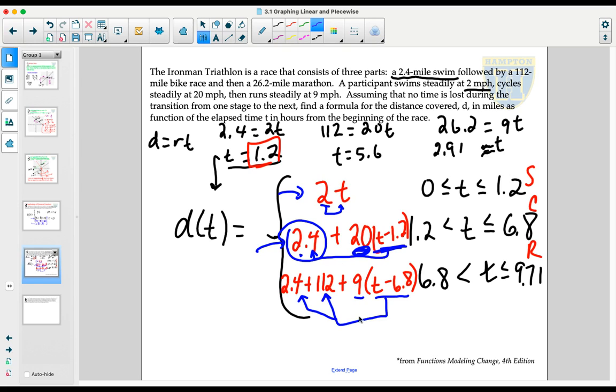Then the running is happening at 9 miles an hour only after the 6.8th hour and the first two parts of the race are finished. You can see how the logic in this question follows the logic of the gym membership question.